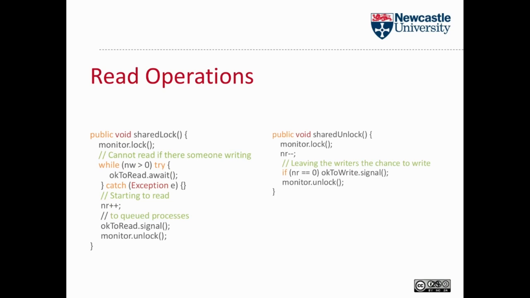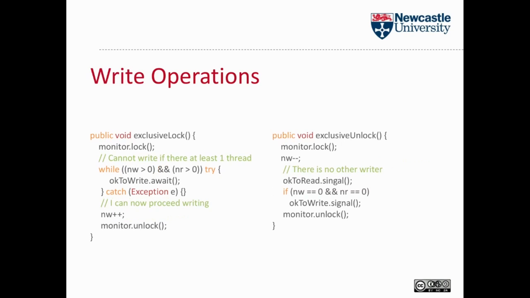Then the shared unlock is going to be similar, and the dual. Before leaving my shared lock, I need to say, okay, I'm leaving the critical section completely, so I'm decreasing the number of readers. Then if the number of readers is equal to 0, only on that occasion is it okay to signal a writer to actually start writing. And that is what we're going to address now. The exclusive lock is going to work as follows: here, we're always going to wait as a writer if there is at least one writer or at least one reader.